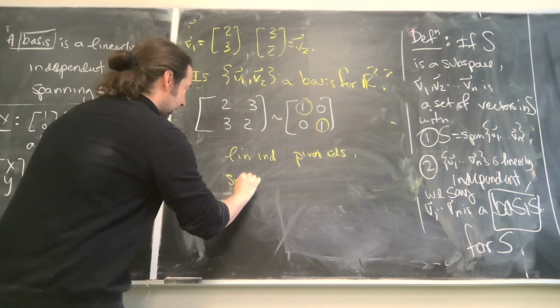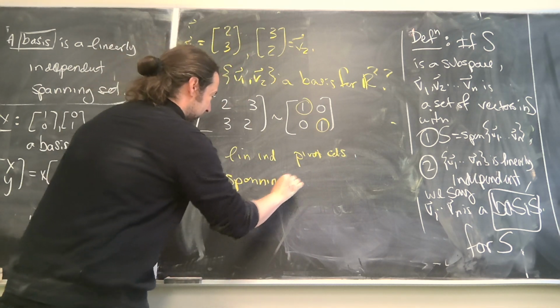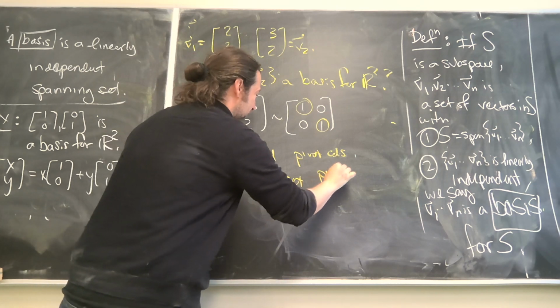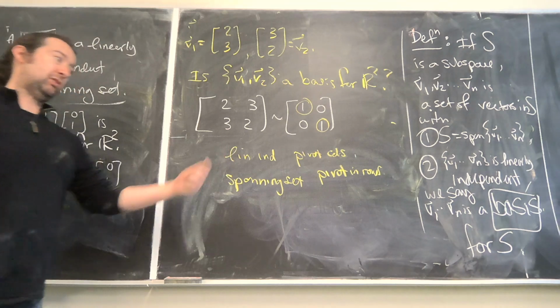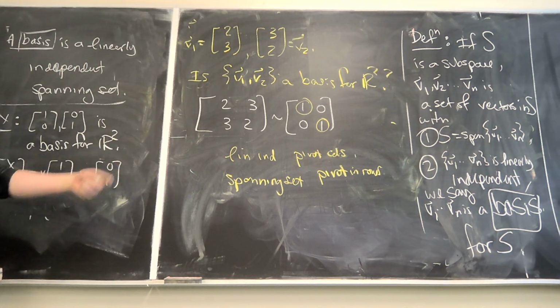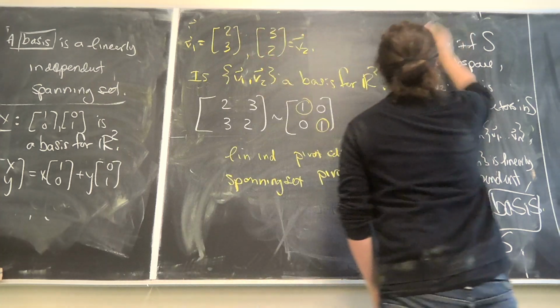It's a spanning set because there's a pivot in every row. So a linearly independent spanning set is a basis. Yep. I think you already answered this, but if there's a 3-vector, then you can't say it spans R2 because it could be pointing in a different plane.